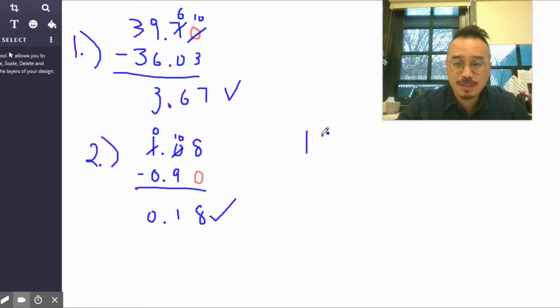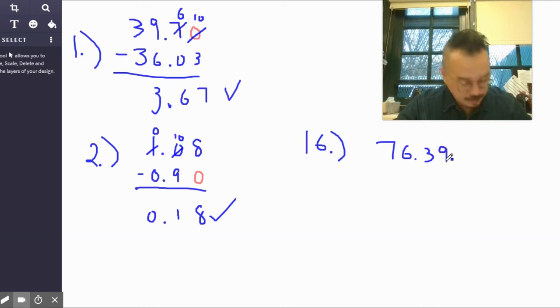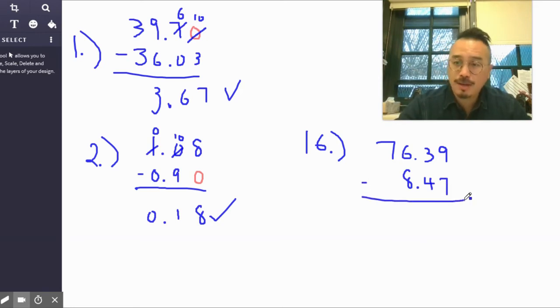16 now. I like 16. This is why I give you a mix of these questions, because these are lined up for you, and these you have to line up yourself. So this is how you line up 16: 76.39 minus 0.47. Again, there's going to be some borrowing involved, so that's good.